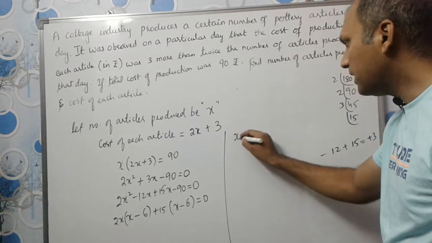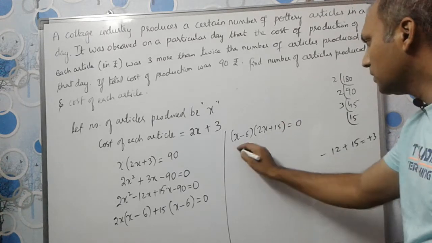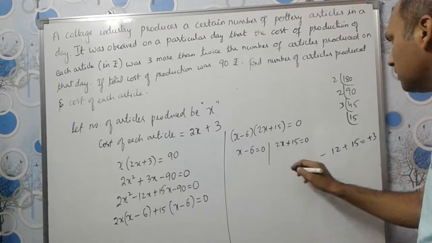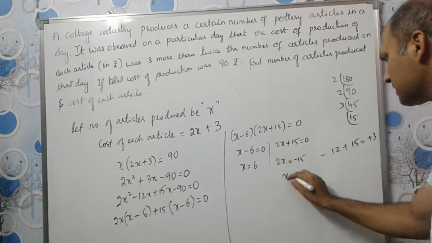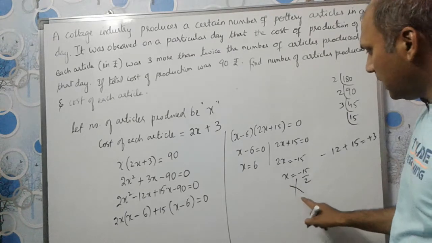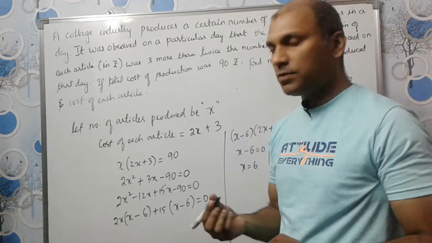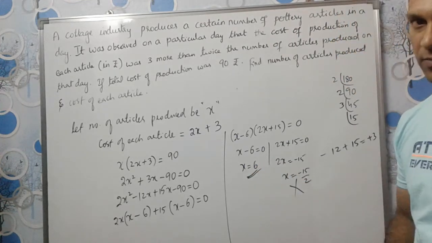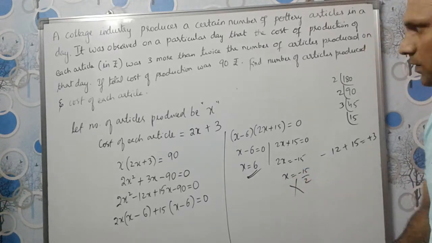Now we have (x minus 6)(2x plus 15) is equal to 0. So x minus 6 is equal to 0, or 2x plus 15 is equal to 0. So x is equal to 6, or 2x is equal to minus 15, x is equal to minus 15 divided by 2. See, x cannot be negative, because x is the number of articles produced. How can the number of articles produced be negative? Not possible, right? So we should consider x is equal to 6. I hope you understood why we are considering 6 and not minus 15 by 2.